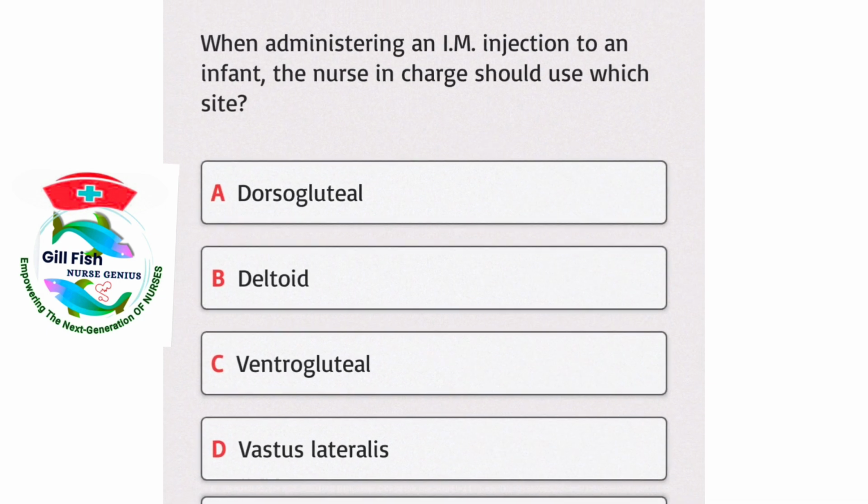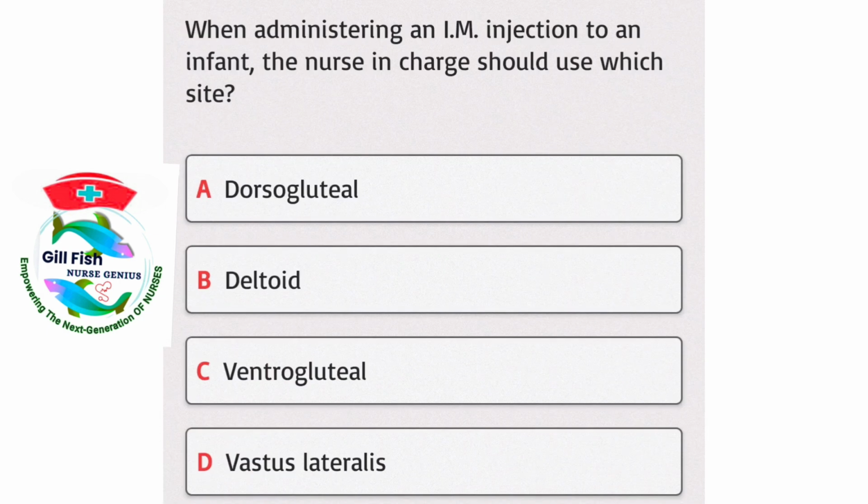When administering an IM injection to an infant, the nurse in charge should use which site? Actually, we are going to give an IM injection to the child. Option A, dorsogluteal, option B, deltoid, option C, ventrogluteal, option D, vastus lateralis. So which site is suitable for an IM injection for the infant baby? Which site is comfortable?